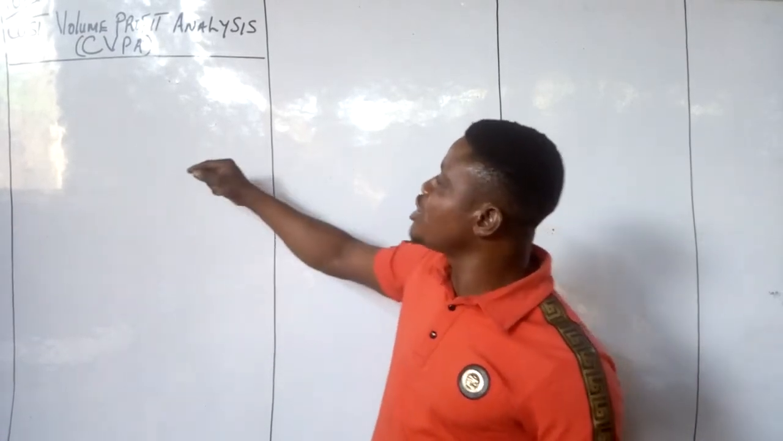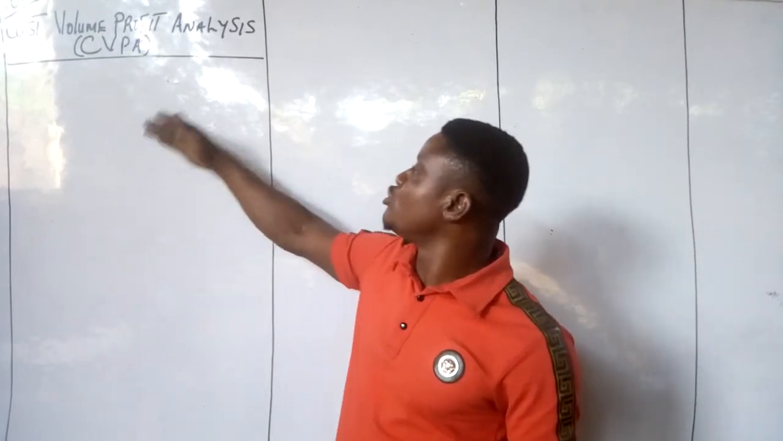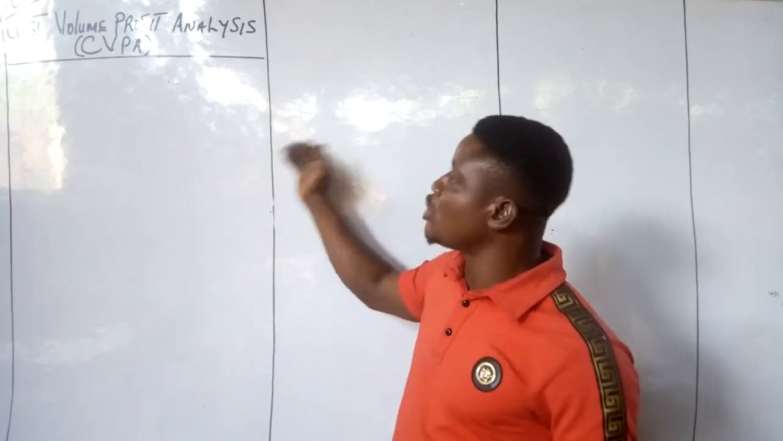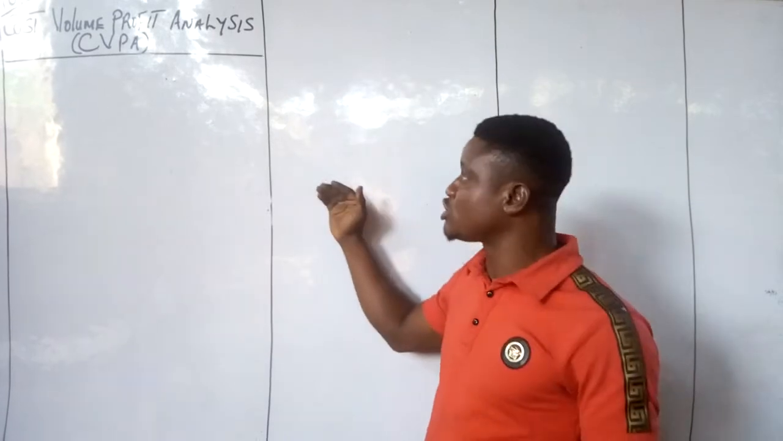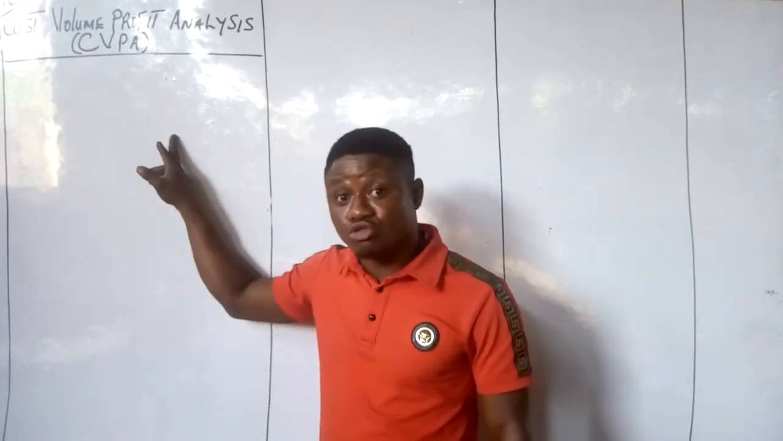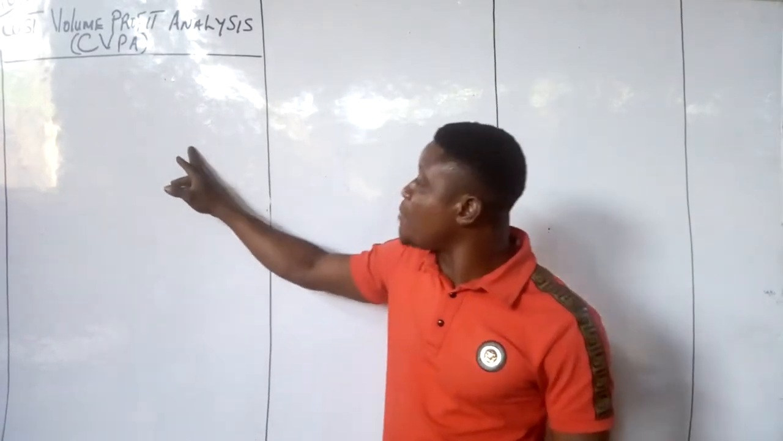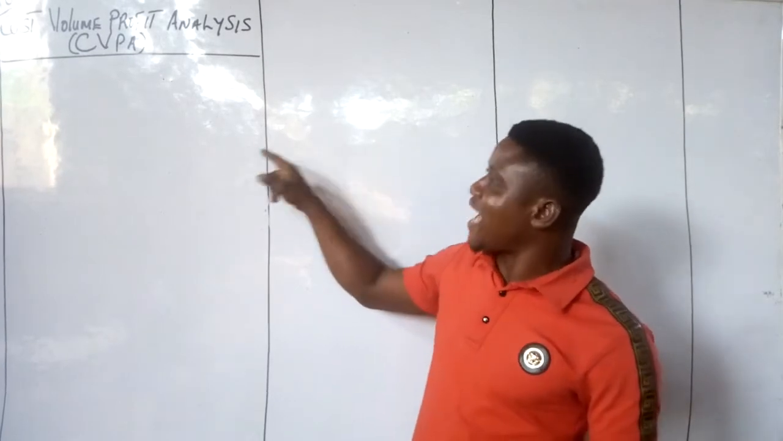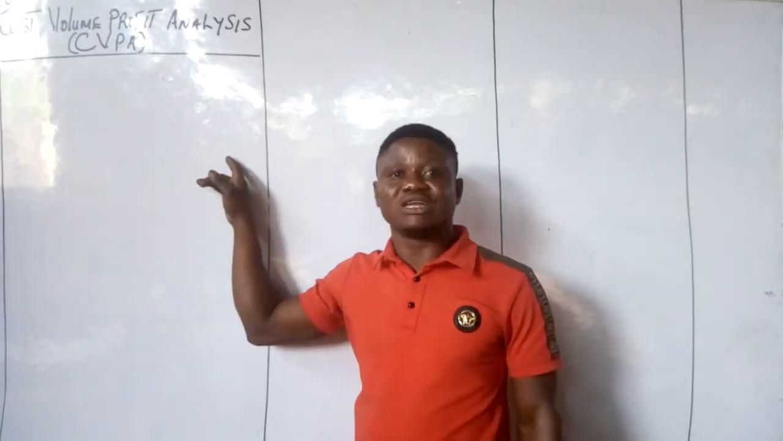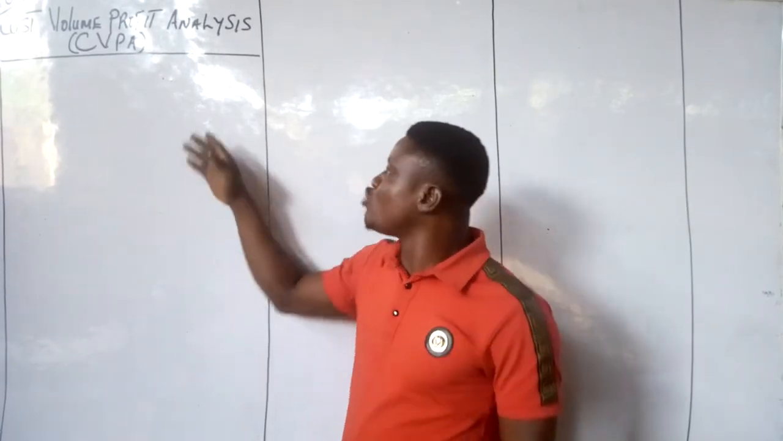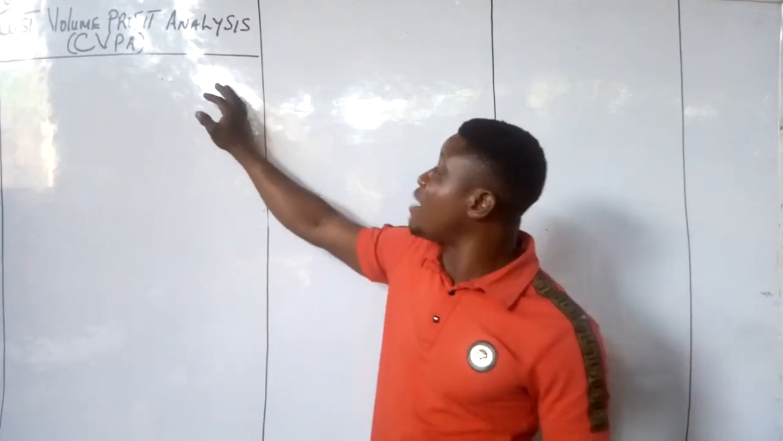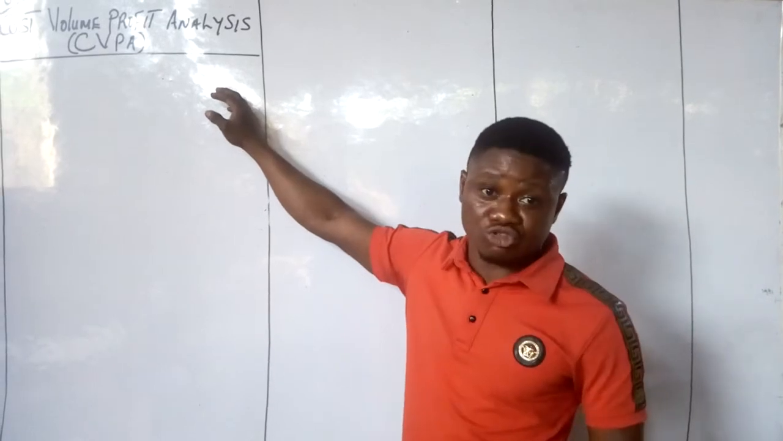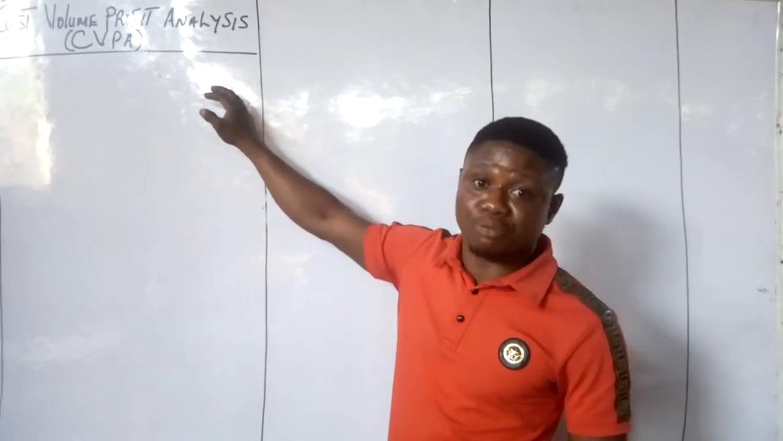Like how many units will be produced for profit to be made, or how many units will be produced for loss to be incurred, or the number of units that will be produced for you to make neither profit nor loss. And at that point, it becomes the break-even point. So it is majorly used by manufacturing organizations to determine the number of units to be produced in order to project a particular profit.